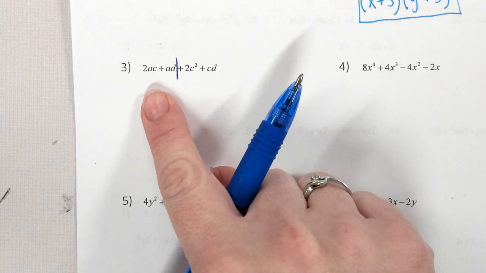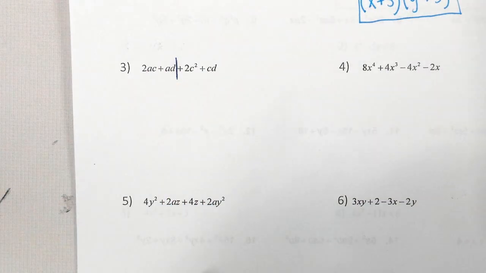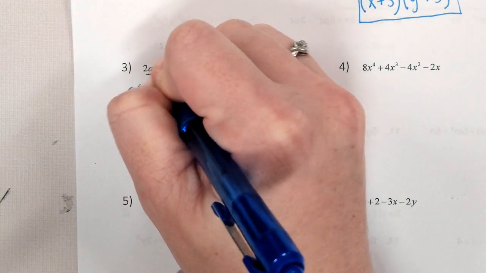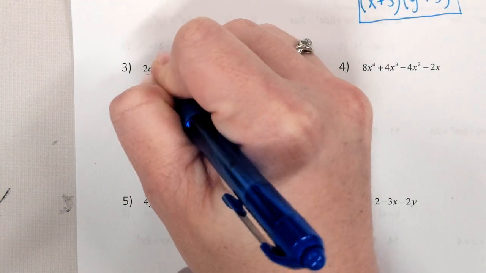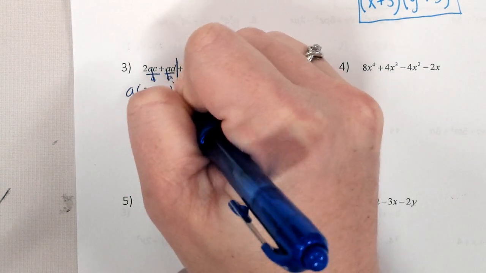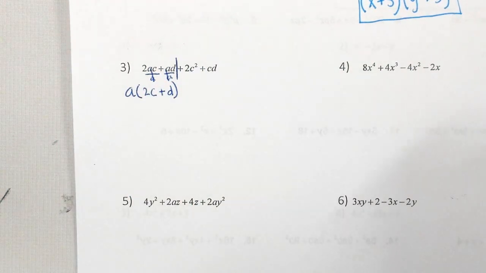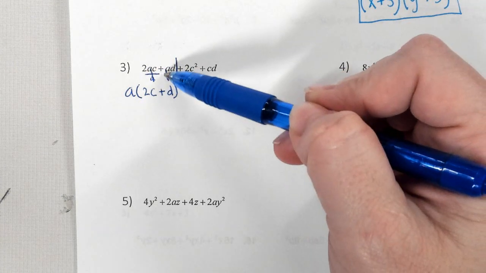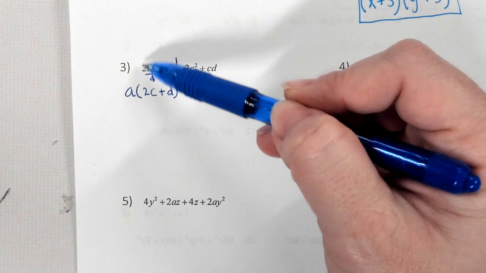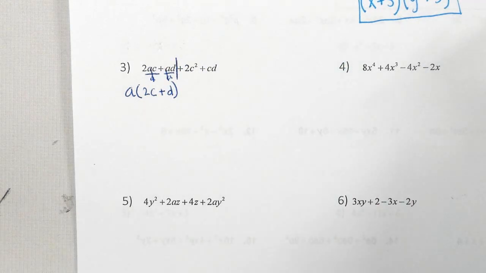So what's the GCF of the first half? A. And when I take that A out, I'm left with 2C plus D. Because they both have an A, right? It's what they have in common. And they don't have anything else in common. This one has a 2, but this one has no number, or a 1. This one has a C, this one does not have a C, this one has a D, that one does not have a D. So the only thing they have in common is the A.